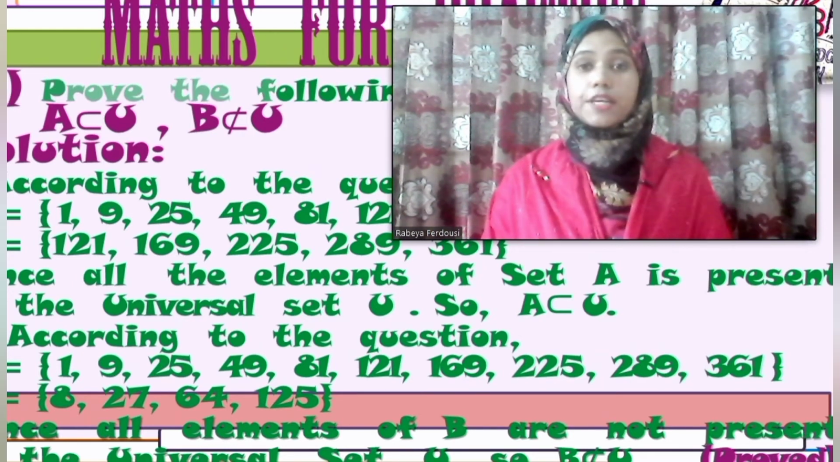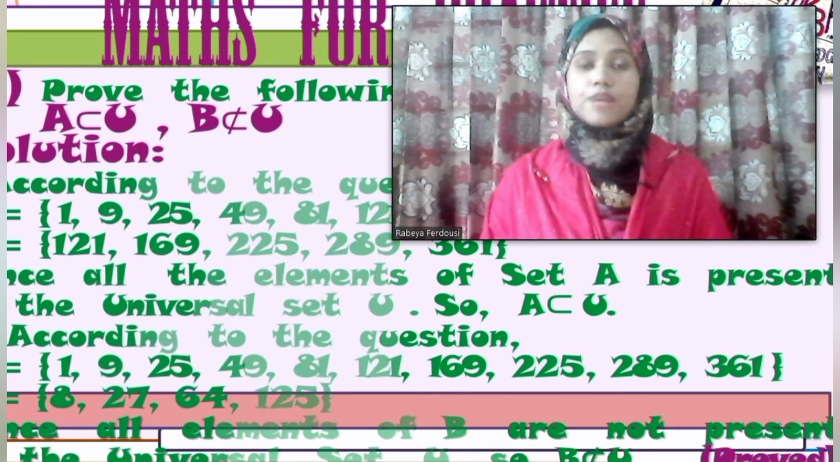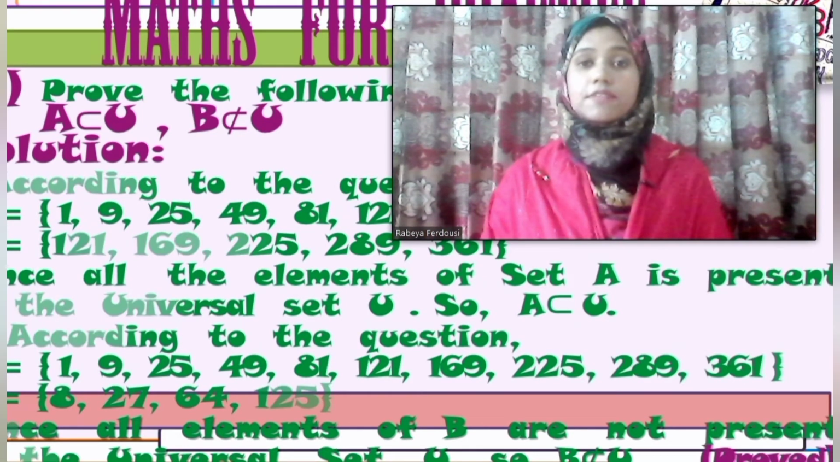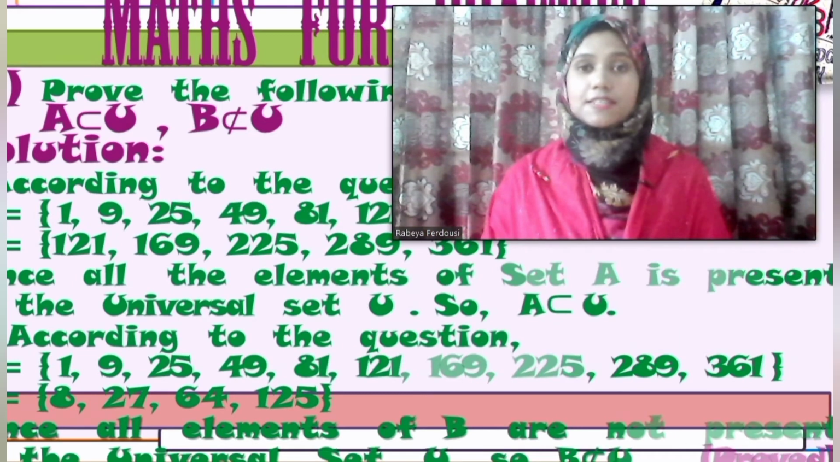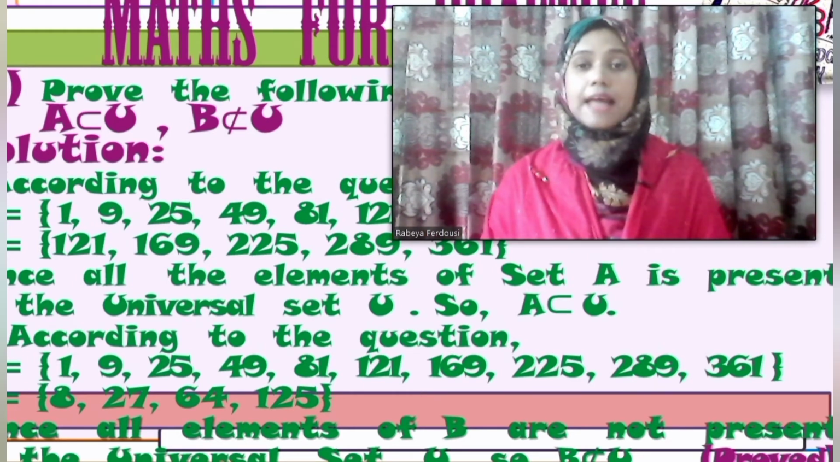According to our question, we know universal set U contains the numbers 1, 9, 25, 49, 81, 121, 169, 225, 289, 361. And set A contains the numbers 121, 169, 225, 289, 361. Since all the elements of set A are present in the universal set U and there is not even one number of set A which is absent in the universal set U, we can say easily, set A is a subset of universal set U.